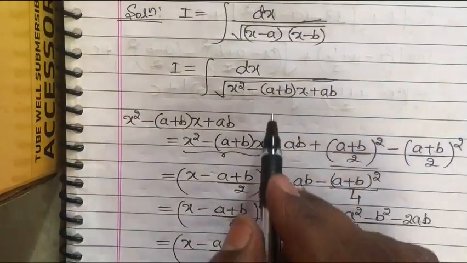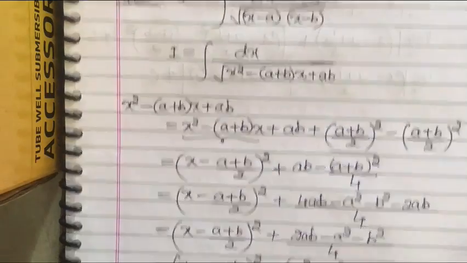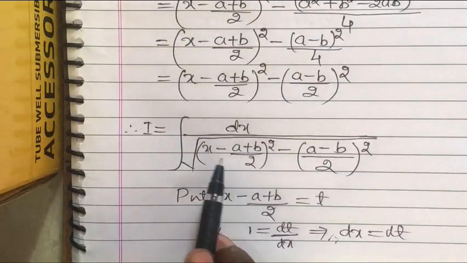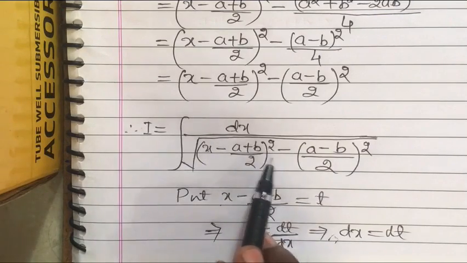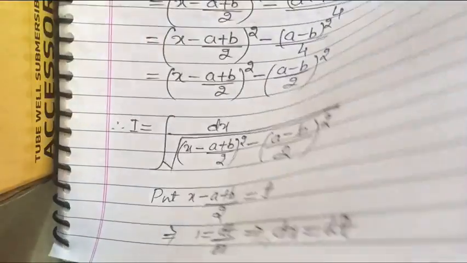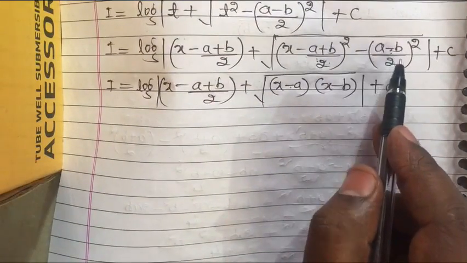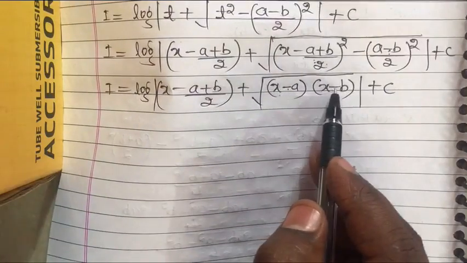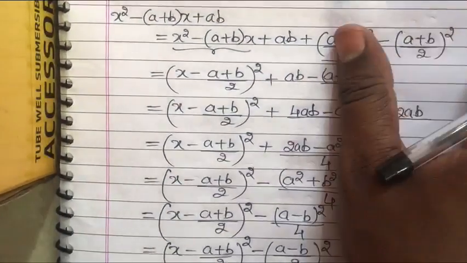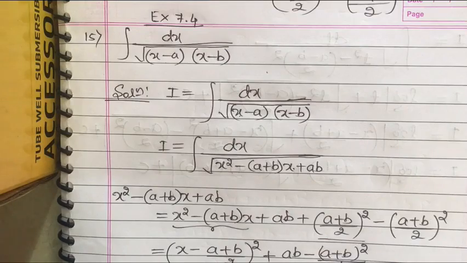So initially x minus a into x minus b we had written in this form, and then this was written in the form of x minus (a plus b) by 2 the whole square minus (a minus b) by 2 the whole square. That is why here I have replaced x minus (a plus b) by 2 the whole square minus (a minus b) by 2 the whole square as x minus a into x minus b. So this problem is a little complicated. You need to practice a lot to make this perfect. So this is all about the 15th one.